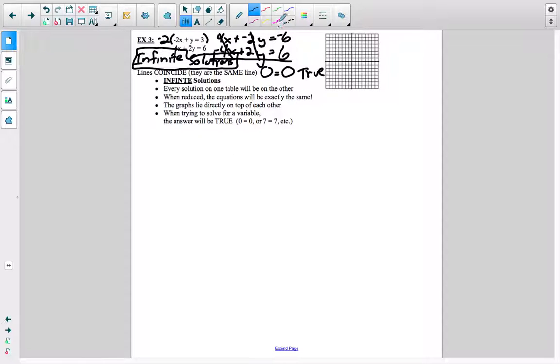And what does a graph look like for that? Well, that would be one of the lines, for example. The other line would be right on top of it. So as you can see, they're intersecting everywhere. There's an intersection, there's one, there's one, there's one, and it keeps going forever and ever. Everywhere it goes is an intersection because the lines are right on top of each other. So a true statement makes the solution infinite solutions.